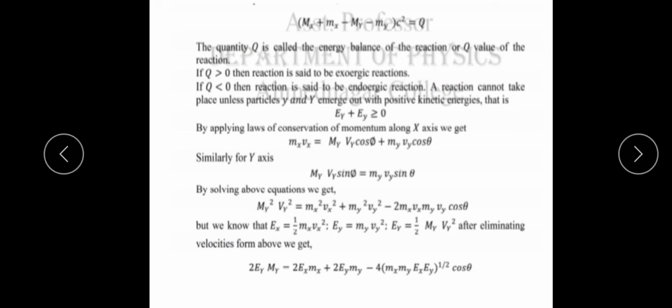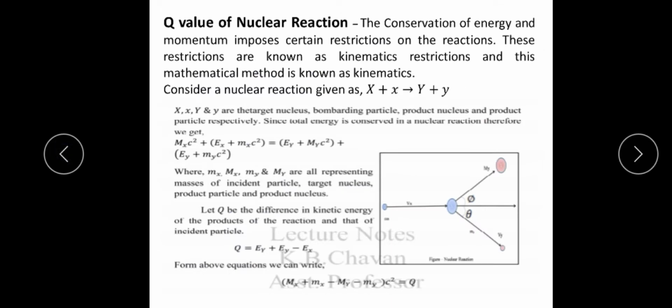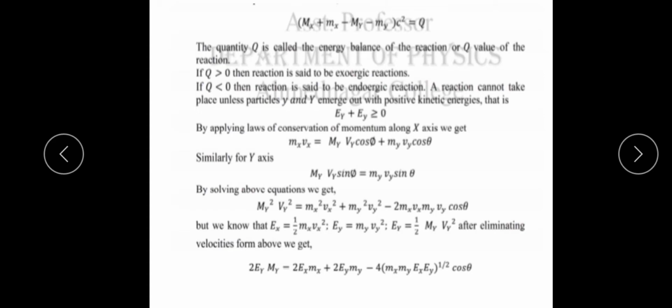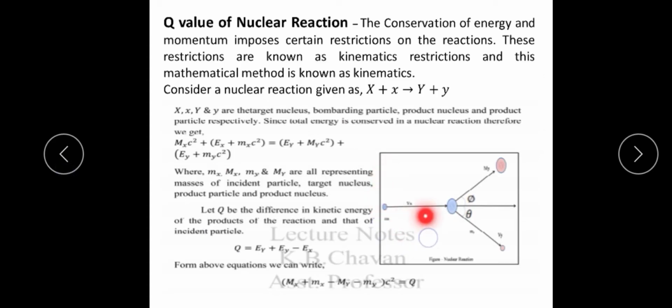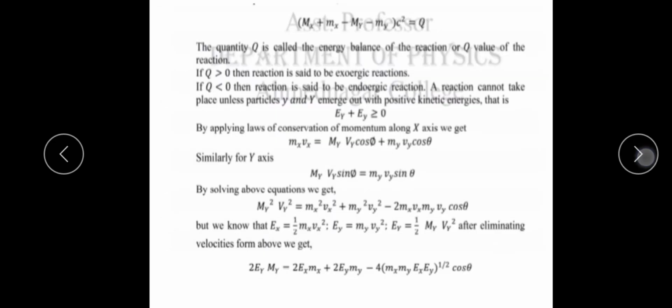should be greater than or equal to 0. Applying the law of conservation of momentum along the x-axis, the incident particle has momentum m_x v_x, the product particle has the component m_y v_y cos phi, and the product nucleus has M_Y V_Y cos theta. Similarly, for the y-axis, for the incident particle the vertical component is 0, while the products give m_y v_y sin phi and M_Y V_Y sin theta.